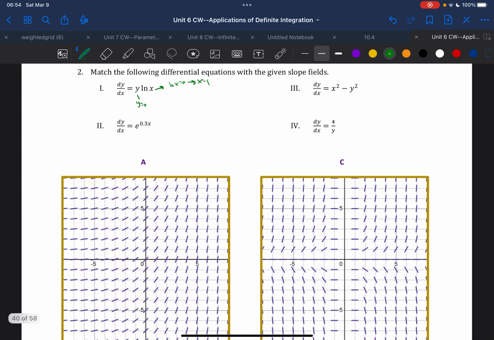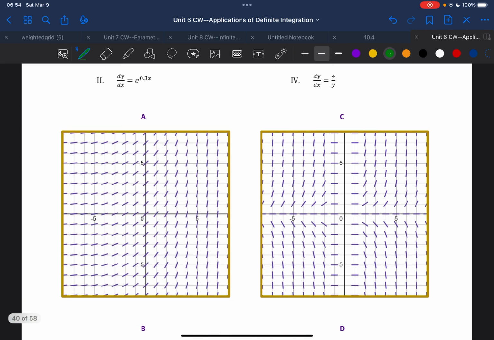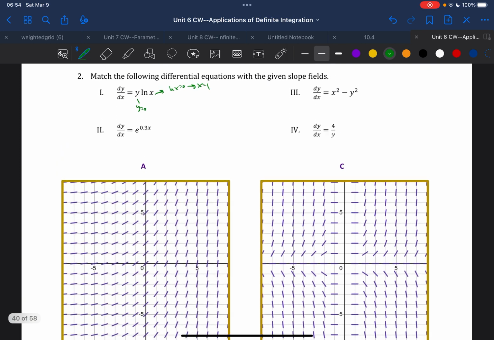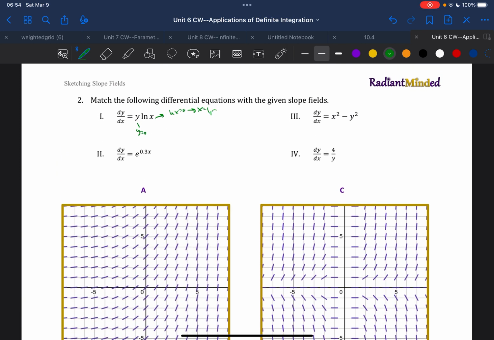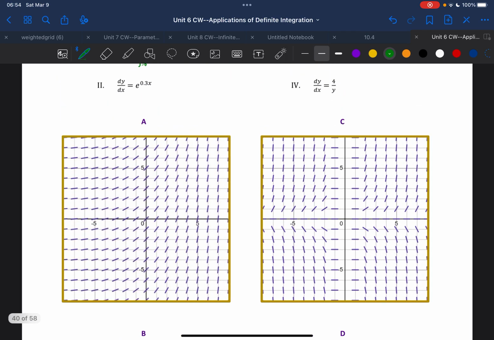So I'm going to look at these. I'm going to try and find one of these that has a whole bunch of zeros. I guess ln negative 1 too, if we're taking the absolute value. I'm going to try and find a whole bunch of zeros when x is 1 and negative 1, and when y is 0. And, oh, I see that in C.